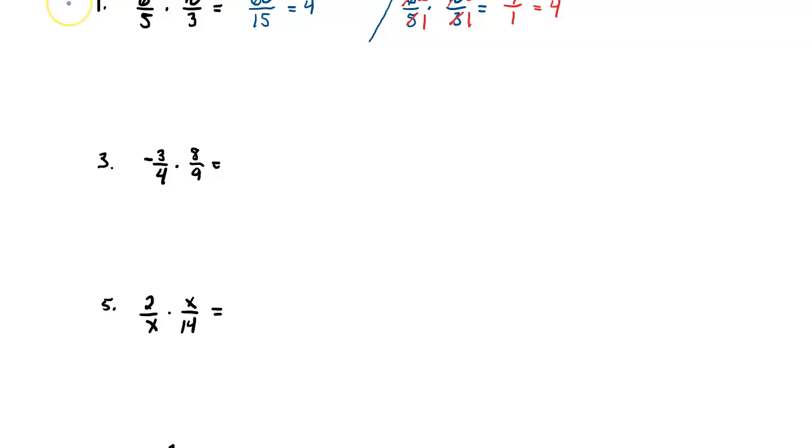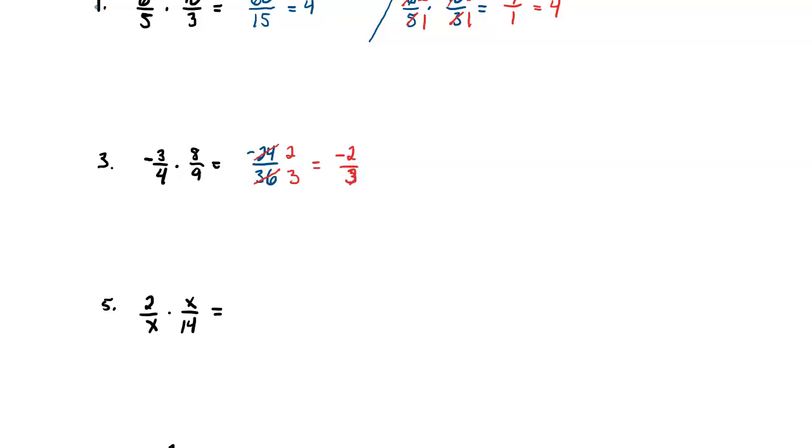Next, number 3. -3/4 times 8/9. If I use the first method, I multiply first. -3 times 8 is -24 in the numerator. 4 times 9 is 36 in the denominator. And then simplify. 24 and 36 have a greatest common factor of 12. I can divide them both by 12. 24 divided by 12 makes 2, and 36 divided by 12 makes 3. The result is -2 over 3.